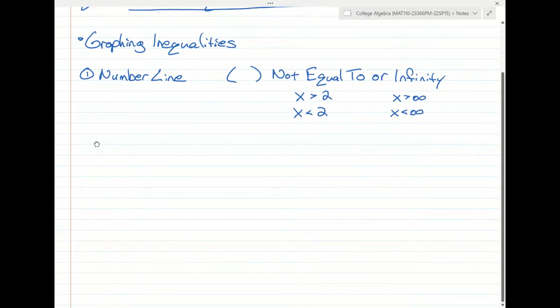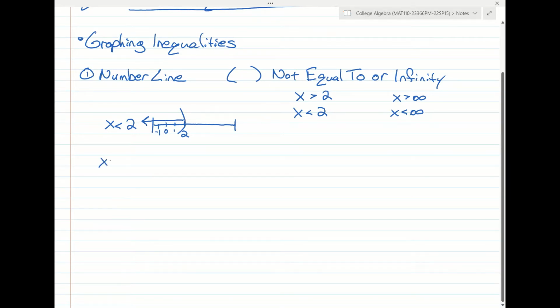So let me show you what this looks like on a number line. If we had x is less than 2, on our number line, we'd find 2. And this is telling us all numbers that are less than 2, which includes 1, which includes 0, which includes -1. So what you would do is put a parenthesis on the 2 and draw the arrow going to the left. That's how we graph an inequality like that.